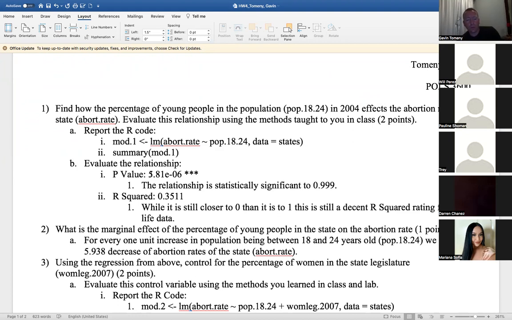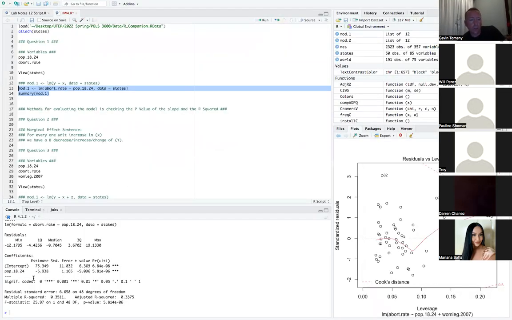When we look here at the information, we have our p-value down here for population, which has 3 stars, which means that it is highly significant all the way to the 0.999 confidence interval. So it is highly significant. And then we have our R squared, which is 0.35. And remember, R squared goes from 0 to 1. The closer to 1 it is, the stronger the R squared is.